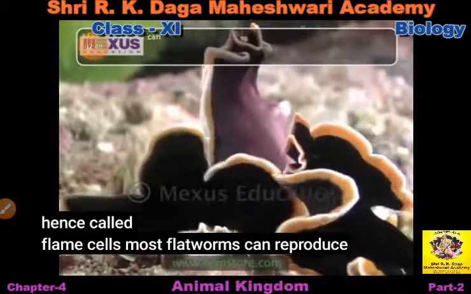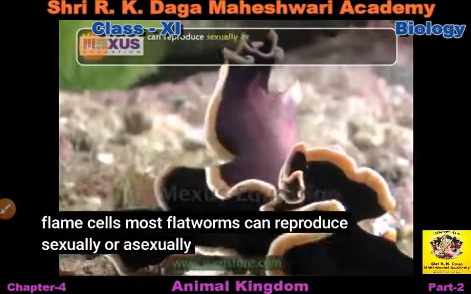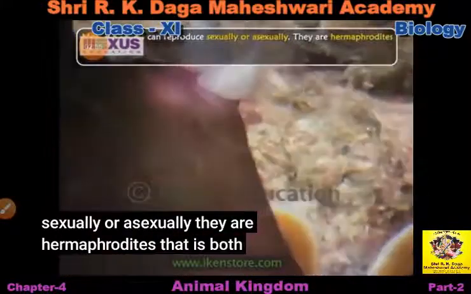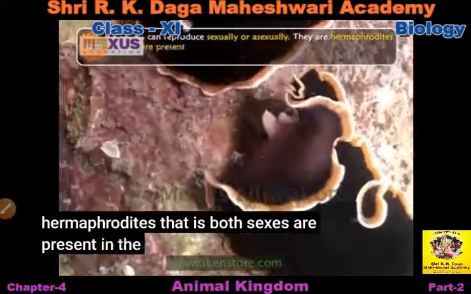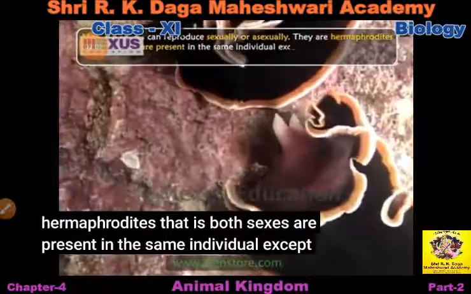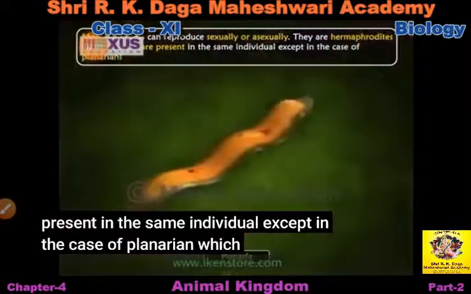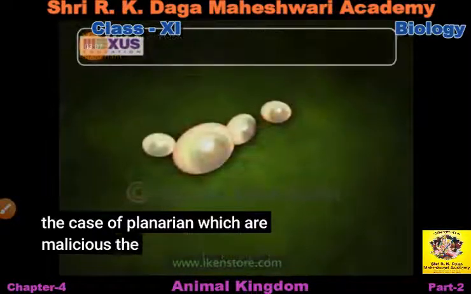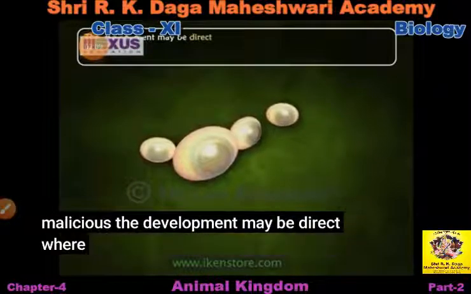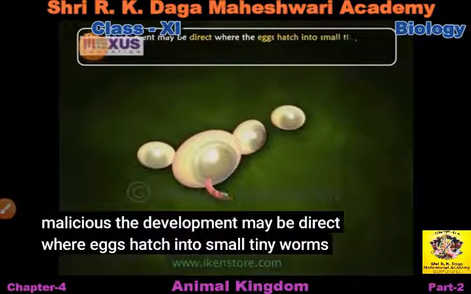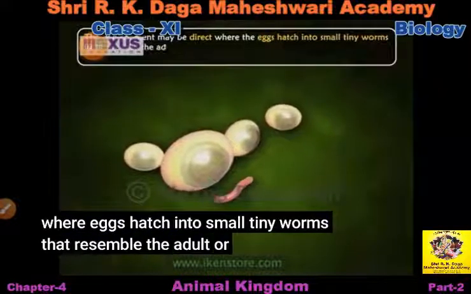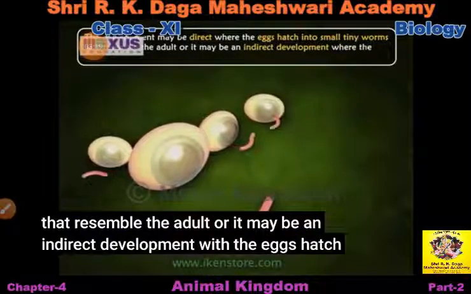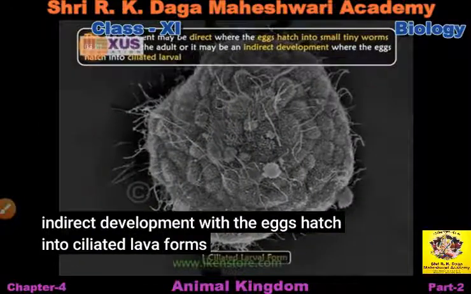Most flatworms can reproduce sexually or asexually. They are hermaphrodites, that is, both sexes are present in the same individual, except in the case of planarians, which are monoecious. The development may be direct, where eggs hatch into small tiny worms that resemble the adult, or it may be an indirect development where the eggs hatch into ciliated larval forms.